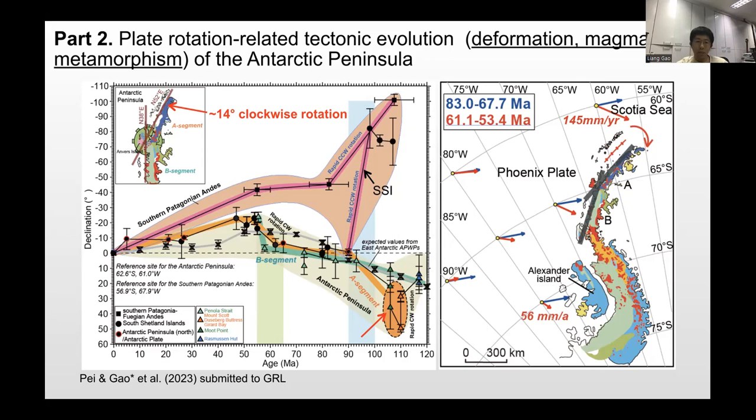And we also identified a very quick clockwise rotation from the northern Antarctic Peninsula from about 62 to 55 million years ago. This can be explained by the subduction of the Phoenix plate, the different subduction from the south to the north of the Antarctic Peninsula.